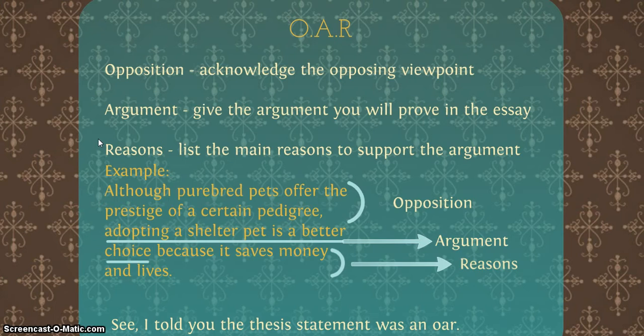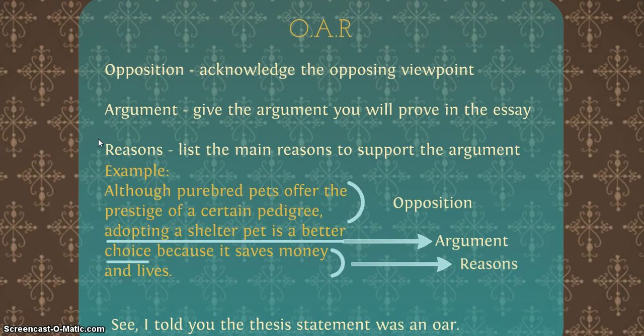So I have an example thesis here, and it's over the benefits of adopting a pet from a shelter. So it says, although purebred pets offer the prestige of a certain pedigree, adopting a shelter pet is a better choice because it saves money and lives. So as you can see, that first part, although purebred pets offer the prestige of a certain pedigree, that's where I'm acknowledging the opposition. Someone that wouldn't want to adopt a shelter pet, that would be their opinion. Okay?